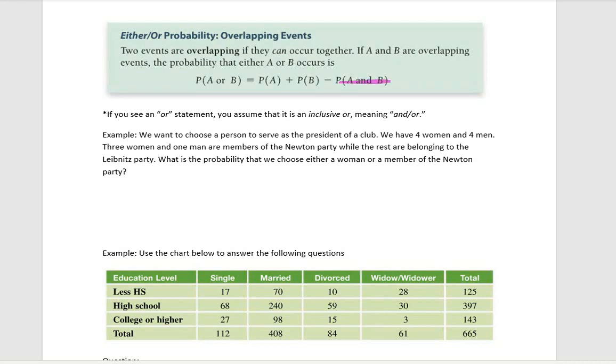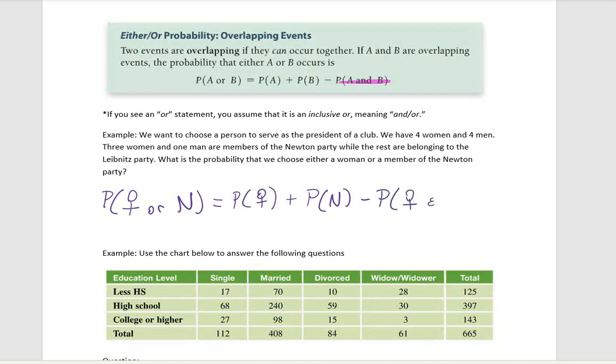So, for example, let's say that we want to choose a person to serve as president of a club, and we have four women and four men. Three of the women and one man are members of the Newton Party, while the rest belong to the Leibniz Party. What is the probability that we choose either a woman or a member of the Newton Party? So the probability that we choose a woman or a member of the Newton Party is going to be the probability that we choose a woman plus the probability that we choose somebody of the Newton Party, but we have to subtract those people that we double counted that belong to both groups.